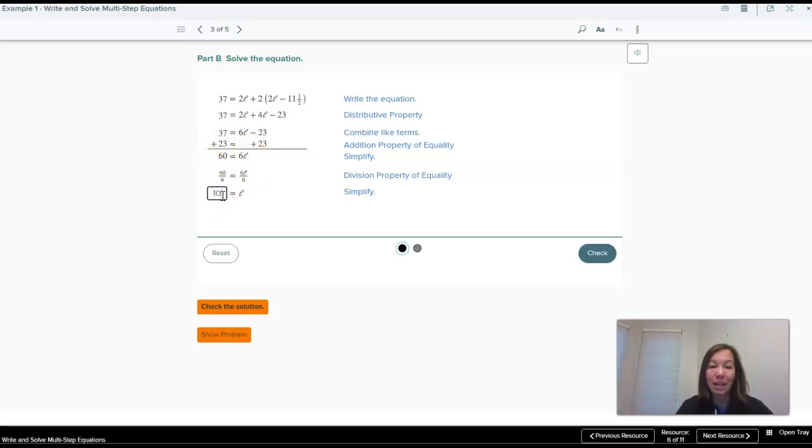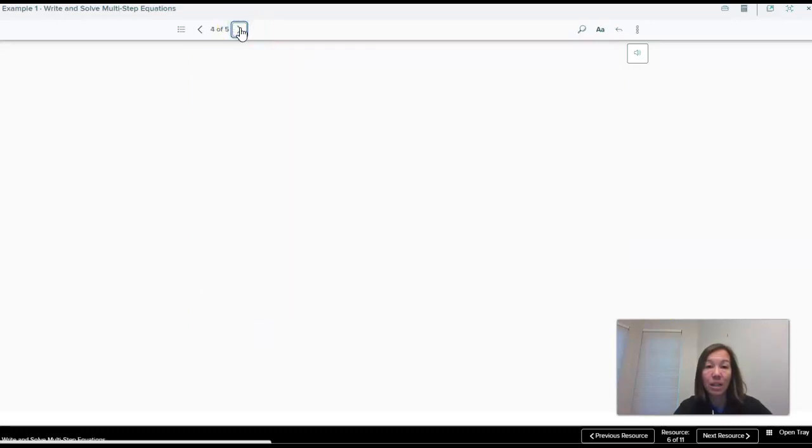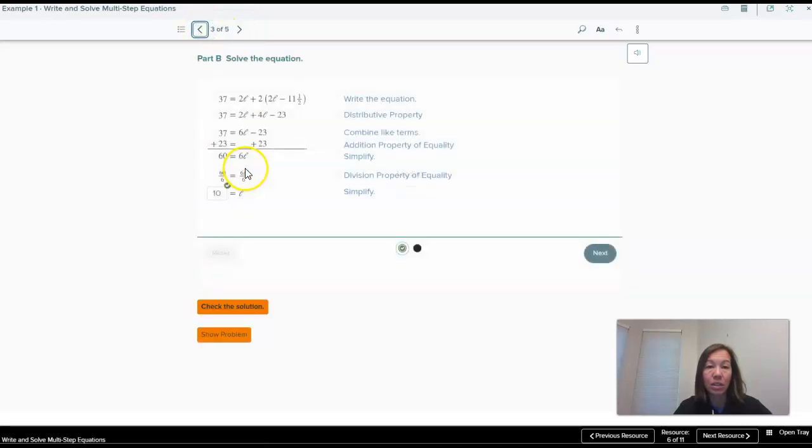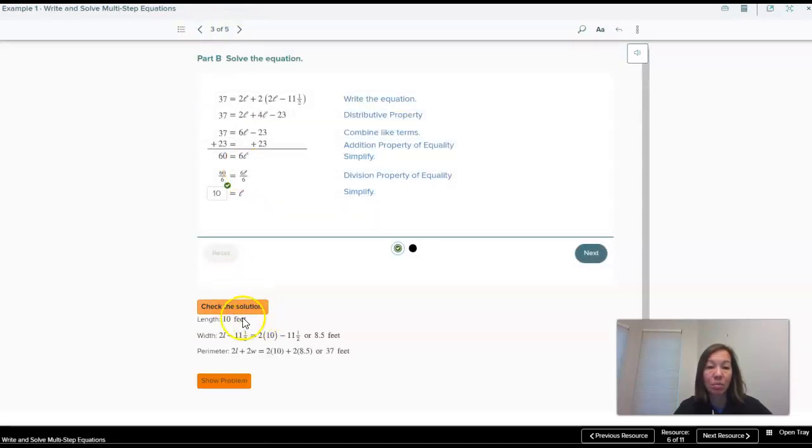Divide by 6, and we get that L equals 10. So the length of this is 10, but we're not done. The question is not just what is the length, but what is the width and the length. So the length is 10 feet, and our width then is 2 times 10 minus 11.5, or 8.5 feet. So make sure, again, that you are answering the question here. This one actually did just ask for length, so this is 10 feet.